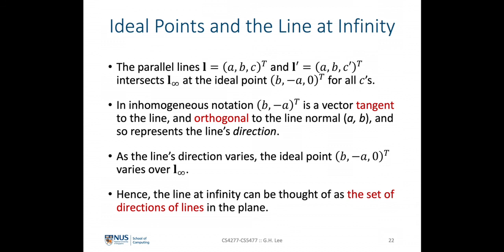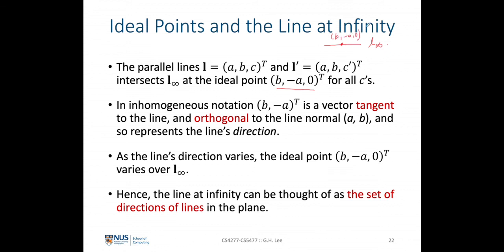So we have seen in the earlier example that any two parallel lines denoted by A, B, C, and A, B, C prime intersect at a point at infinity, which is given by the ideal point of B, minus A, and 0 for all the C's. And hence, we have also seen that the ideal points will lie on the line at infinity. So this is the line at infinity. The ideal point is going to lie on this line at infinity.